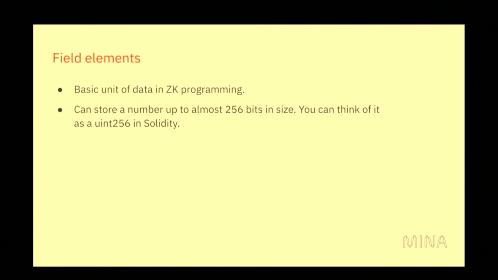You have natural numbers from zero to a number that's almost the same as the max for UINT 256. So this type is represented as something called Field in SnarkyJS, and you can work with it directly. There are some reasons why you might want to. It's very efficient to work with it directly because ultimately this is what everything turns into in the math problem.